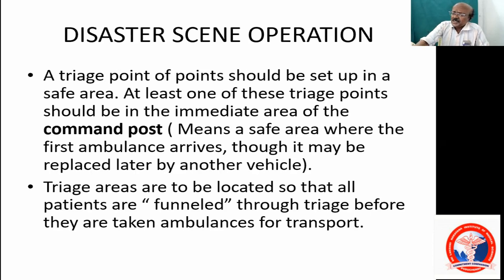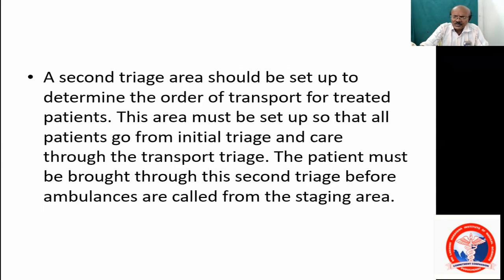Now, let us consider the ways in which triage can be implemented at the disaster scene operation. A triage point should be set up in a safe area. At least one of these triage points should be in the immediate area of the command post. The command post means a safe area where the first ambulance arrives, though it may be replaced later by another vehicle. Triage areas are to be located so that all patients are funneled through triage before they are taken to ambulances for transport. A second triage area should be set up to determine the order of transport for treated patients.